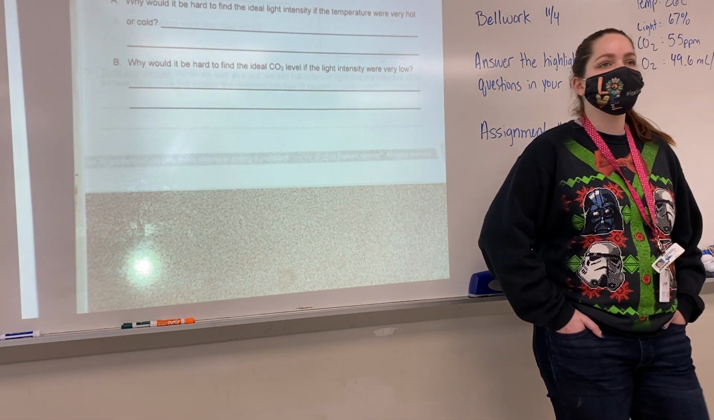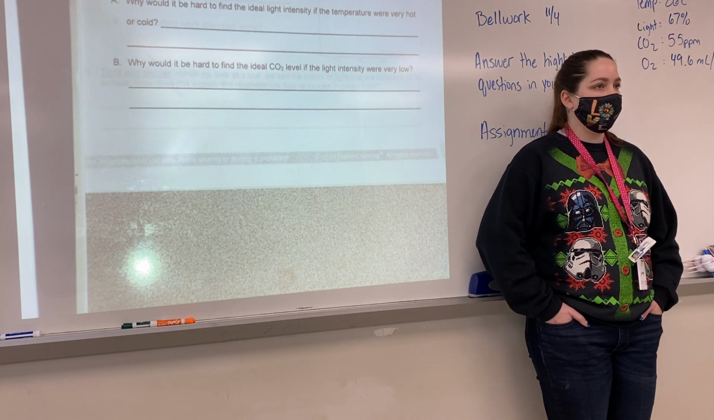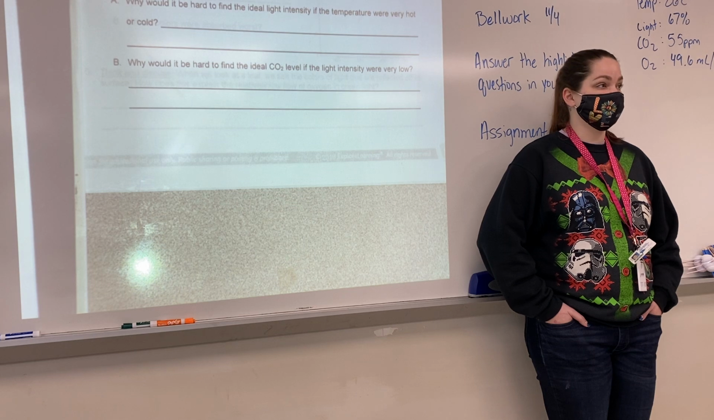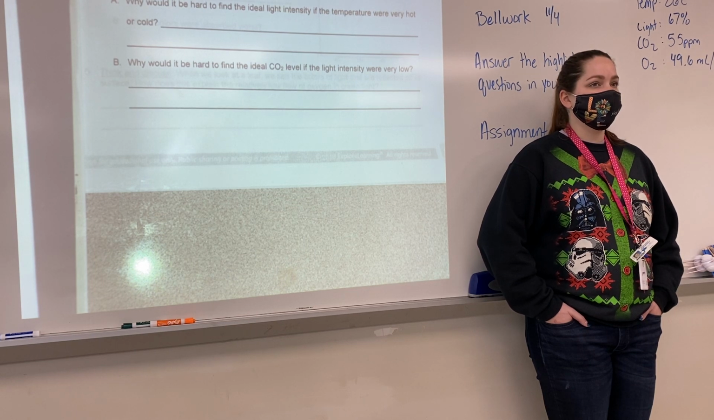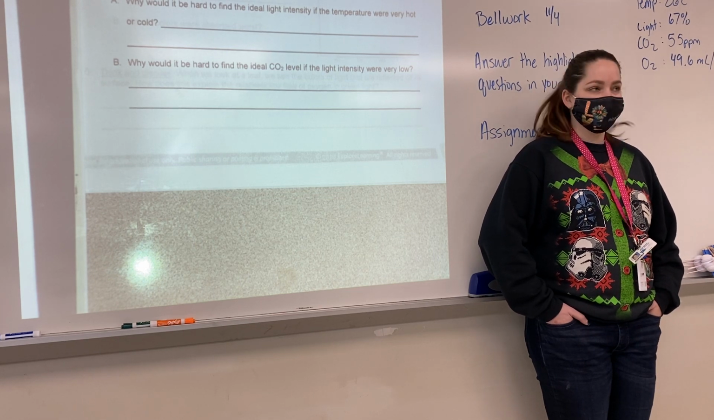So think of your two climates. Down here in Florida, what's most of the time happening with our climate? It's hot and it's very sunny, right? So if we have a hot climate, you're usually going to have a lot of light intensity, which we saw was not good for plants.